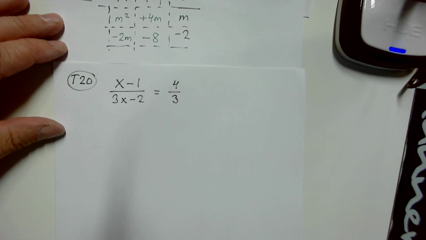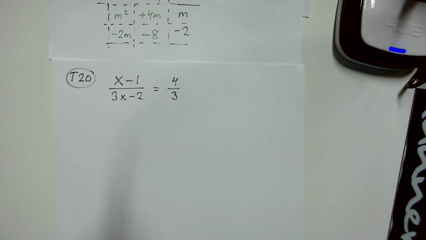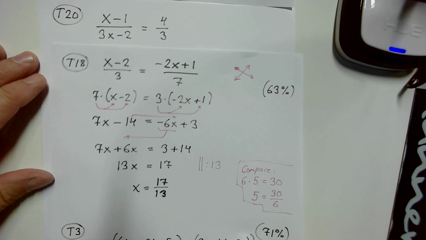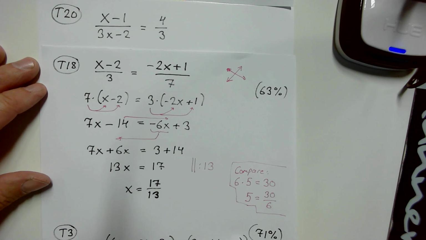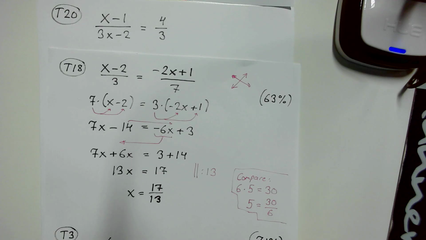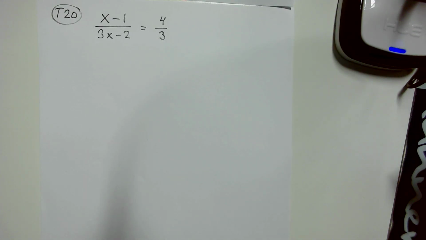Actually, in this problem, we are in almost the same situation as we had in the first problem today, if I remember correctly, 18. It is almost the same kind of equation, and this cross multiplication is quite an easy way to solve this. This was made correctly by 74%.